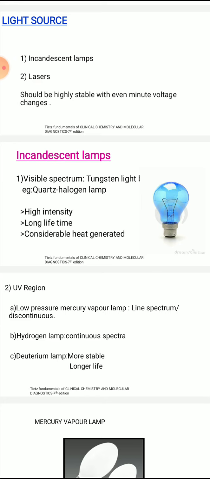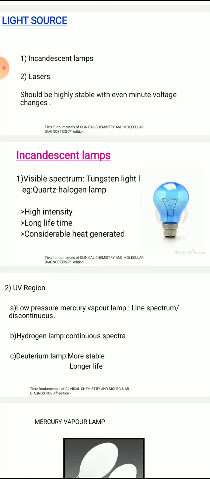Then we put a filter there. Filters are used for selecting light of a narrow, specific wavelength. Then there will be a cuvette, and after that a detector and an output measure. So that was the basics, but we should know something more about these components, which we will deal with now.